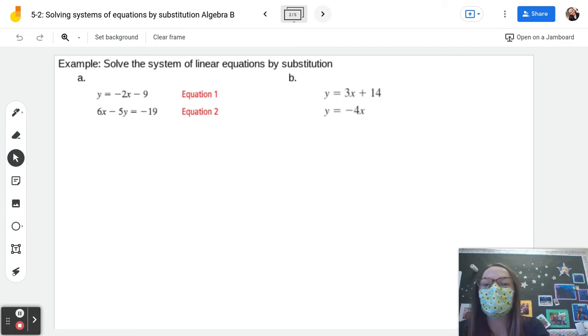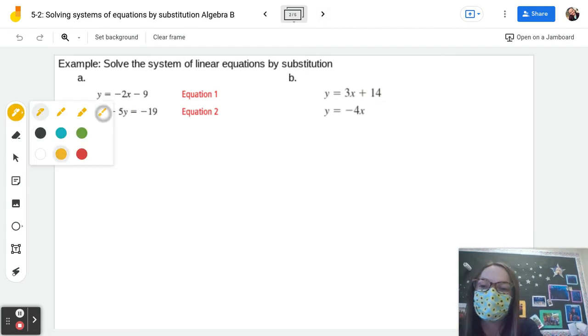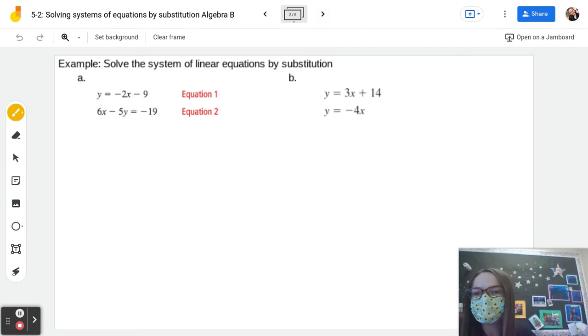So solve the linear system of equations with substitution. The first thing I want to identify is, is there some sort of variable that's all by itself? And there is. Y is all by itself. So what I want to do is substitute in y for y in the second equation. Here's how this is going to work. I'm going to rewrite the second equation, but instead of saying y, I'm going to say parentheses. So I'm going to say 6x minus 5, instead of saying y, parentheses, is equal to negative 19.